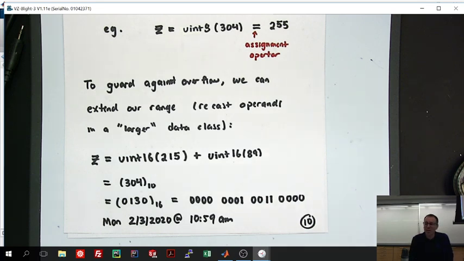Let's take a break right now. It's 11:08. What time are we going to be back? 11:18, we'll get started, and then we'll finish up our introduction to signed integer representations.